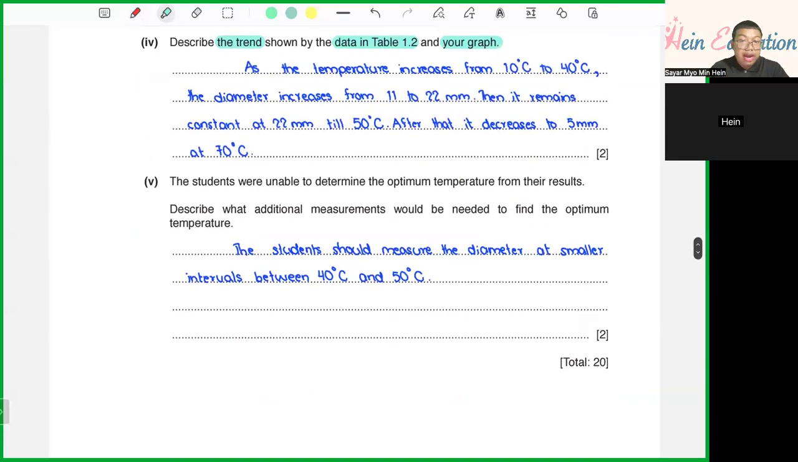So describe what additional measurement would be needed to find the optimum temperature. The student should measure the diameter at smaller intervals between 40 degrees Celsius and 50 degrees Celsius, meaning that instead of a 10 degree interval, the student should use, let's say, a 1 or 2 degree interval. One would be better: 40, 41, 42, 43, 44, 45, 46, that kind of smaller interval would give a more accurate result. So this would be the end of question number 1, which was 20 points.